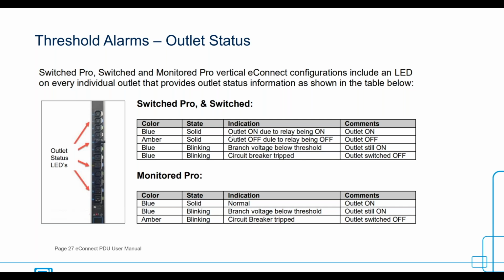So let's say that a branch voltage is below threshold, then that would be indicated as a blue color blinking state. And similar, this is an example for Switch Pro and Switch. So similarly, Monitor Pro units will do the same, where the branch voltage below threshold will be indicated by a blue color and a blinking state.